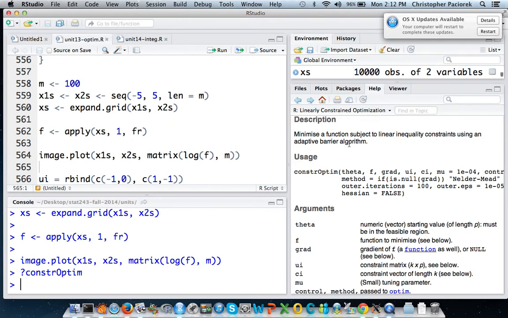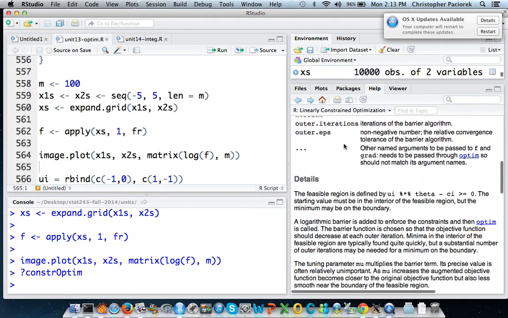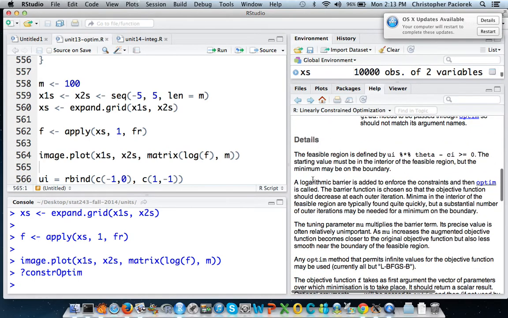And it says it uses an adaptive barrier algorithm. So that's basically what we talked about last time, where you include the inequality in the objective function, and then you approximate that non-differentiable function with a differentiable function. And when they say down here that this logarithmic barrier is added to enforce the constraints, that's exactly what they're saying. This implements what we talked about last time. And then it just calls optim for a given value of the barrier function, for a given value of that tuning parameter.